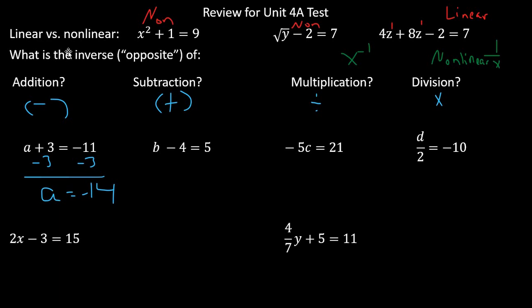And for the next one, we have b minus 4 equals 5. Well, the opposite or inverse of subtracting 4 is adding 4, so we're going to add 4 to both sides. That's going to give us b equals 9.